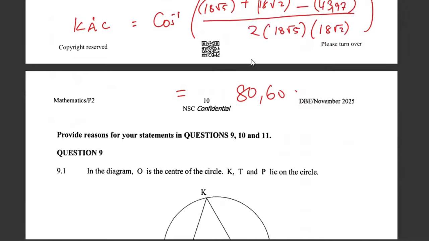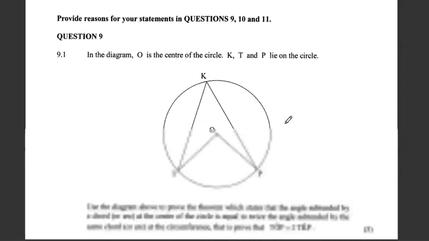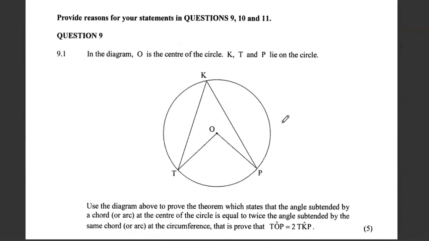So we said 18 root of 5, we square that, plus the 18 square root of 2, and then we square that, minus 43.97 squared, over 2 times 18 square root of 5 times 18 square root of 2. Yeah, 80.60. All right, question number 9.